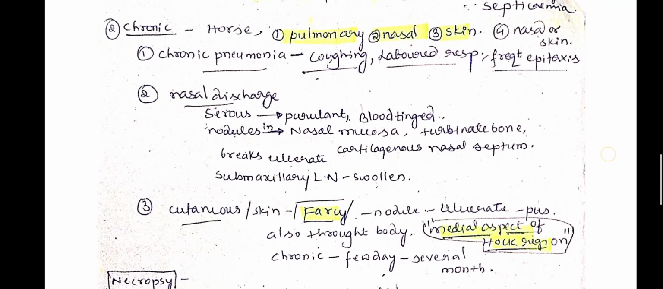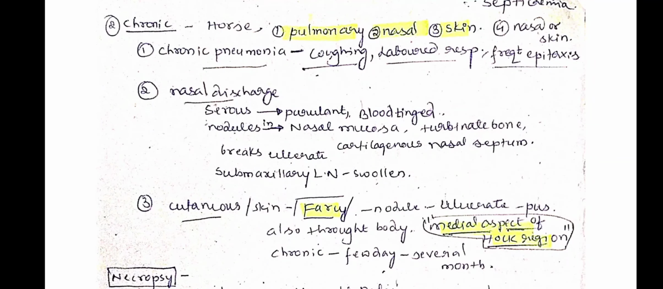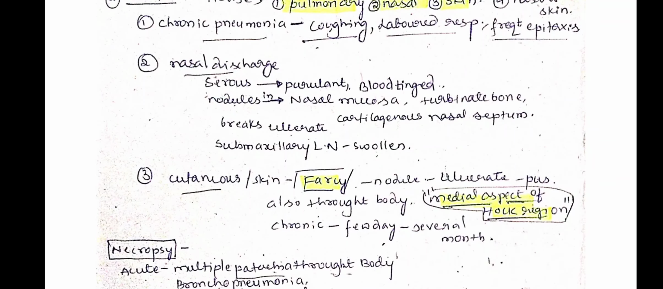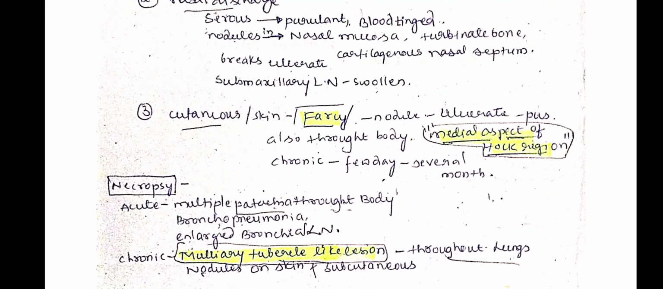In case of the nasal form, the nasal secretion will initially be serous, then it becomes purulent as time goes on, and sometimes there will be bloody-tinged nasal secretion, and sometimes there will be nodule formation in the nasal mucosa and around the turbinate bone, and those nodules will break down to form ulcers, and sometimes the submaxillary lymph nodes are also swollen. And in case of the cutaneous form, which is also known as the farcy, there will be formation of nodules and ulcers which break open to release the pus.